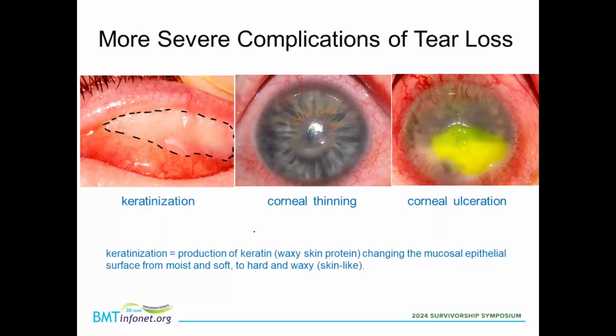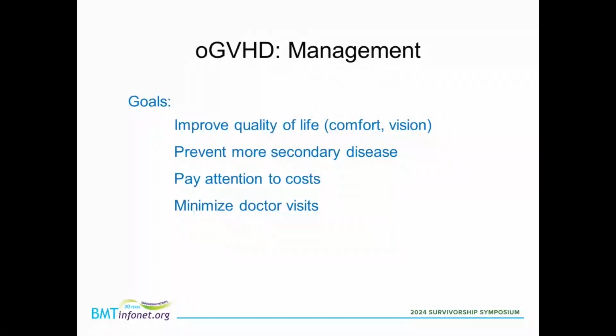You can develop thinning of the cornea if you have breakdown of the epithelium and severe dryness, and we try to obviously prevent this. And you can get corneal ulceration, which usually refers to an infection of the cornea because of breakdown of the epithelium, as well as the fact that many patients who have this disease are immune compromised. It makes it a little harder on them to fight infection. So all three of these are more severe complications of tear loss.